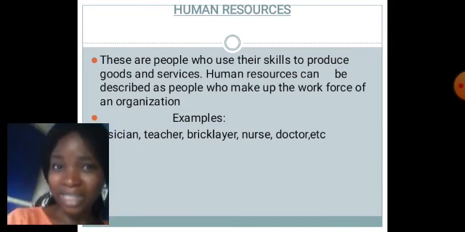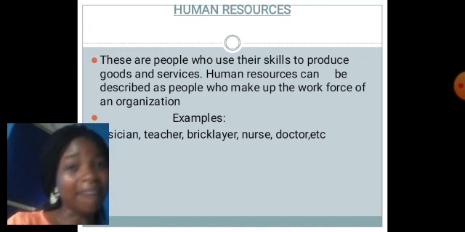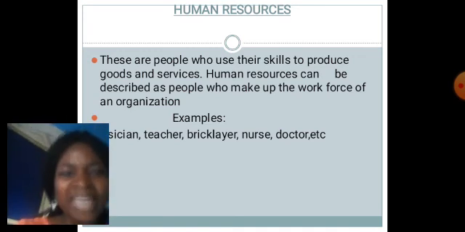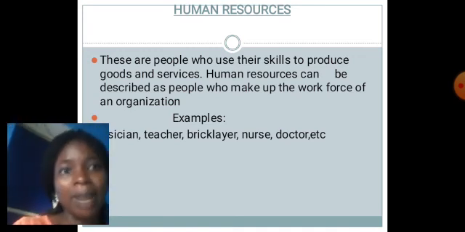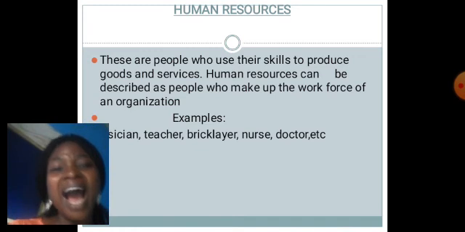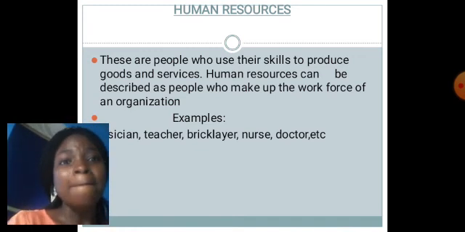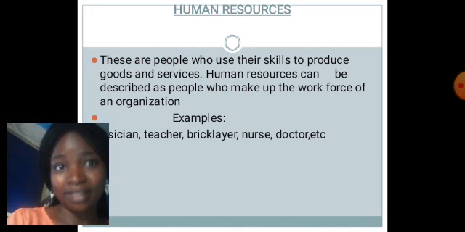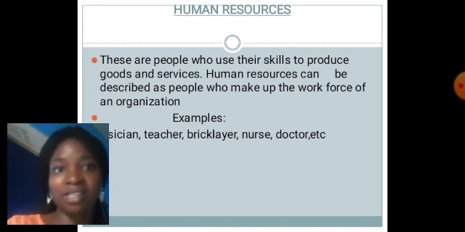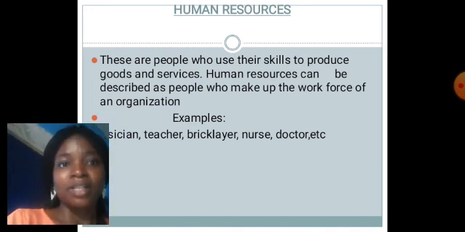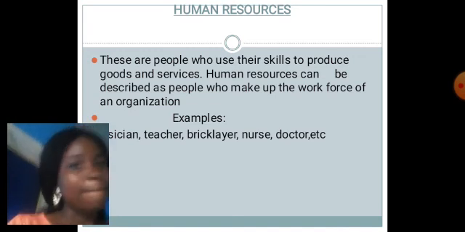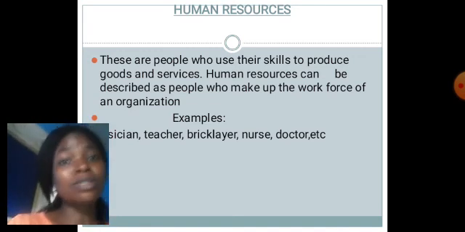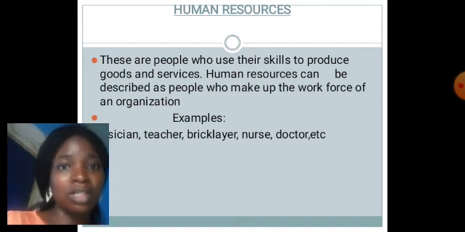Remember, we said natural resources are those things that we find in nature and they are valuable to human beings. Meanwhile, human resources are those people who use their skills to produce goods and services. Examples are teachers, musicians, bricklayers, nurses, doctors, mechanics, and so on and so forth. There are so many professions and occupations under these resources.